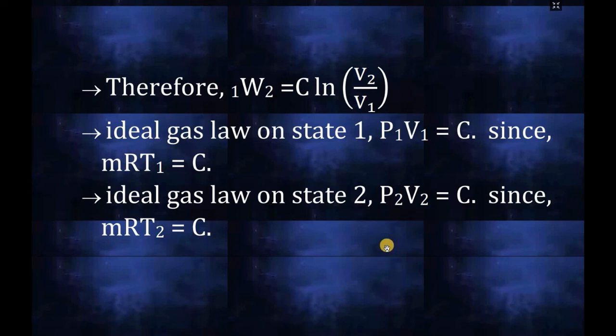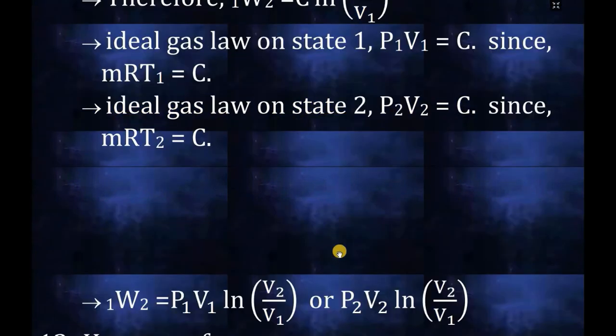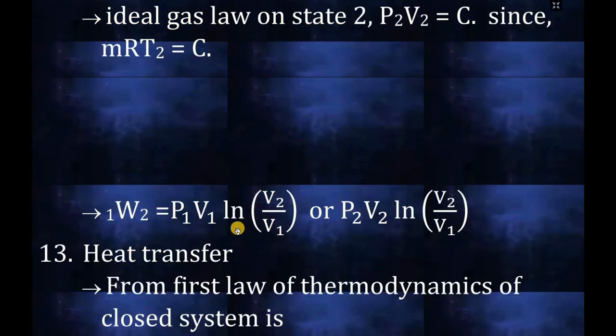So now we can substitute either P1V1 or P2V2 for this C. By substituting either one of these two terms, we get 1W2 is equal to P1V1 log V2 by V1 or P2V2 log V2 by V1. Friends, this is the total work done during a constant temperature process. That is the formula for total work done, or work done during the expansion process, of a constant temperature process.